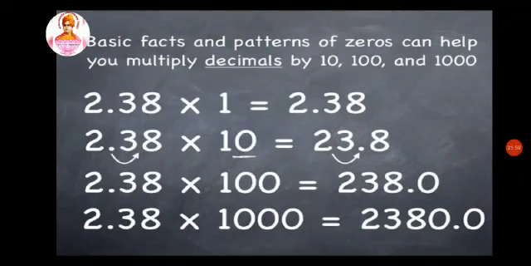238.0. Likewise, if you multiply by 1000, the decimal point should move three places to the right. If you don't have a number in the third position, that is in the ones place, you can add a 0. So 1, 2 and 3, 2380.0. This is how we can multiply decimal numbers by 10, 100 and 1000.